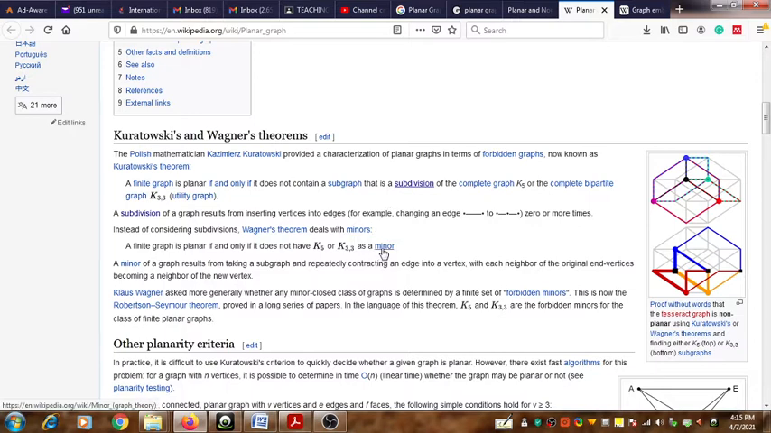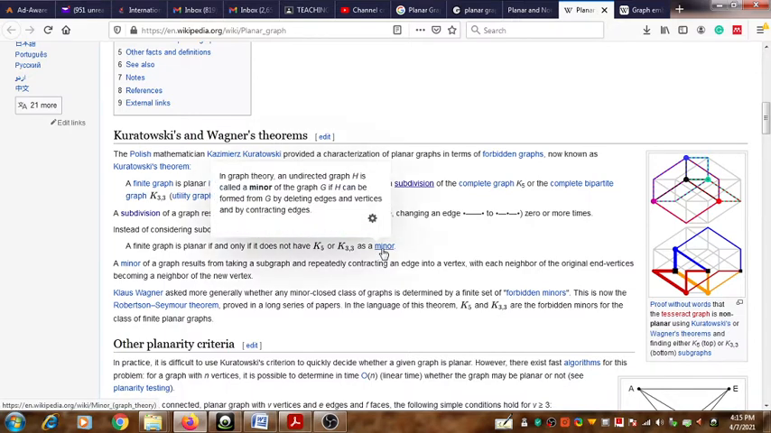But in the second case, to understand the second result, the concept of minor is required. What is meant by minor in graph theory? An undirected graph H is called a minor of the graph G if H can be formed from G by deleting edges and vertices, and by contracting the edges.